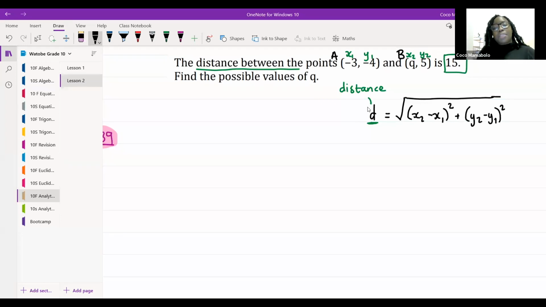Okay, so I'm going to start by replacing all of the things I have in the formula. So I'm going to go 15 is equal to the square root of, open brackets, my x2 value is q. So I'm going to put a q where x2 is, minus, what is my x1 value, guys? Tell me in the chat. My x1 value is? Good. So I'm going to go q minus -3. Is everybody with me? Does everybody understand why it's minus negative?